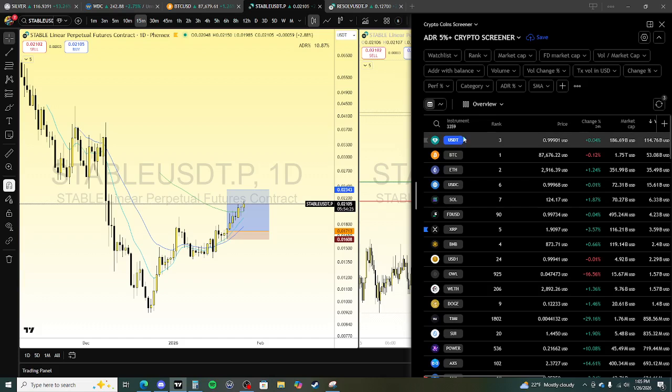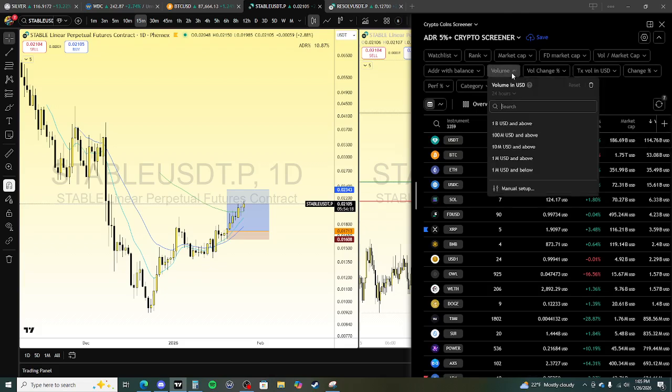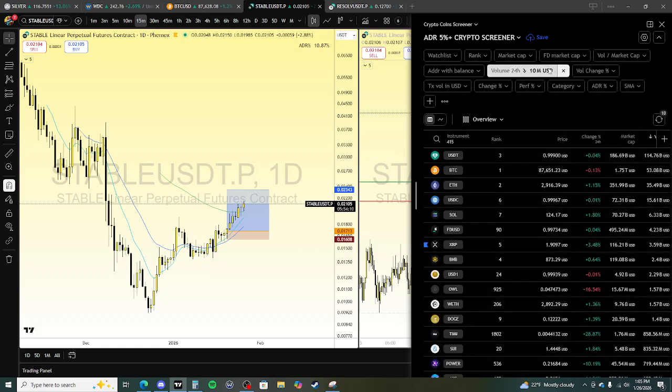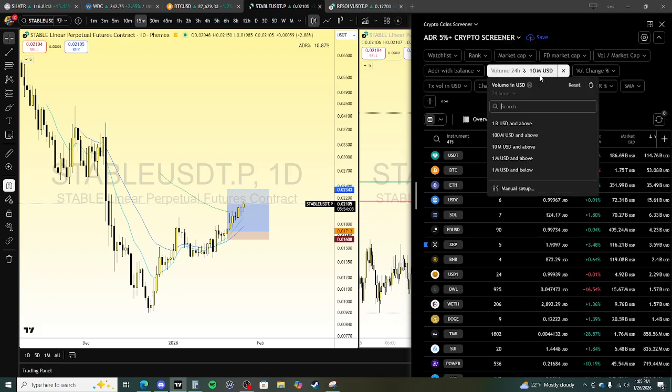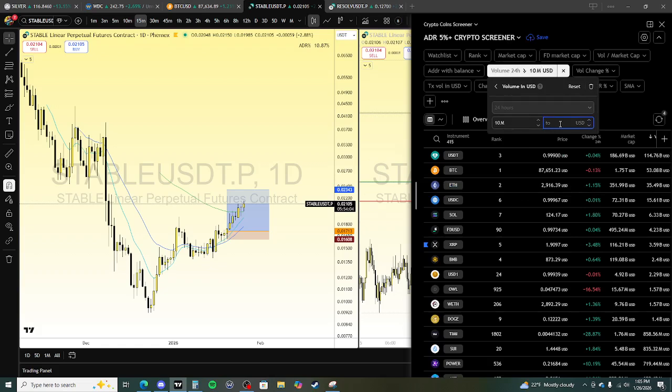So for me, what I look for, the most important thing outside the ADR is volume. 24-hour volume needs to be, it depends. But if I'm going to be using like a smaller account or something, I'll go for 10 million or above. You go 30 million or 50 million or above. So if you go to manual setup, never put anything in the max field, leave that empty, because you never want to cap what the highest volume can be.